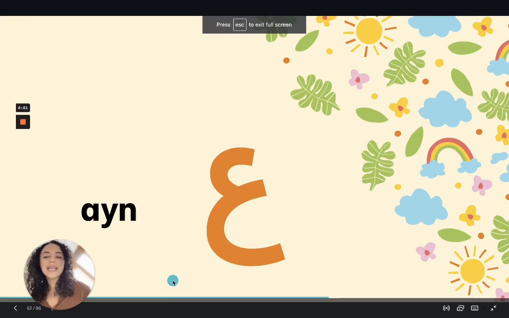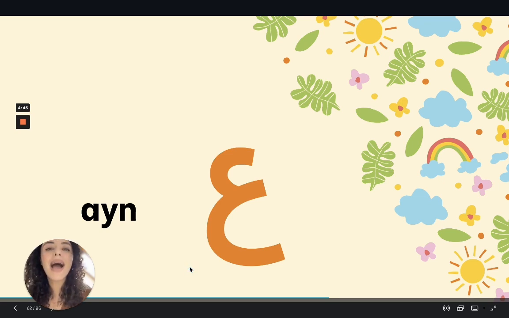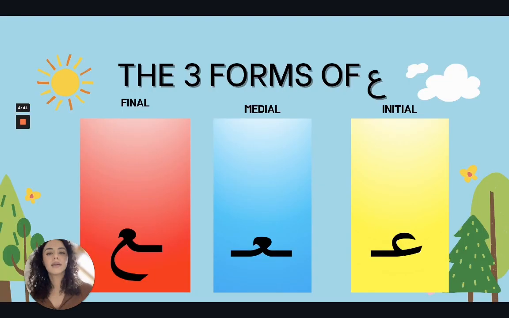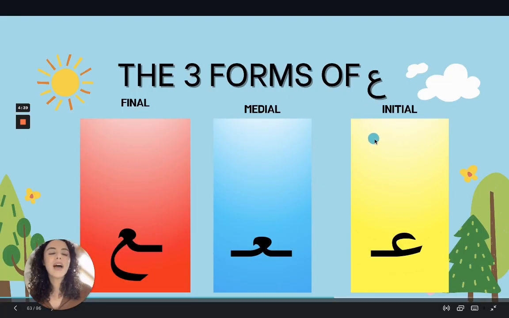Our next letter is ein. Ein. Ein. There are 3 forms of ein. This is what ein looks like at the beginning of the word, in the middle of the word, and at the end of the word.